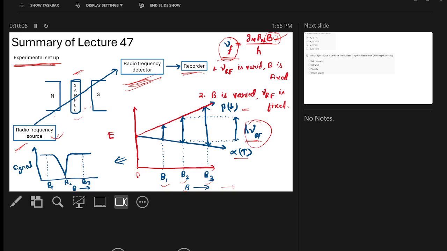So if you plot here, you can see signal versus magnetic field. At B1 we will not get any absorption. Here you can see the transmission decreases. Why? Because most of the radio frequency is getting absorbed by the sample. And here there is no absorption, so here we have 100% transmission. Here we don't, because most of the light is getting absorbed by the sample at this magnetic field.